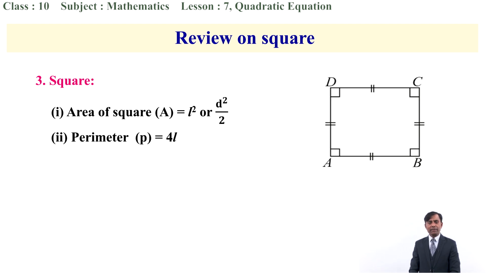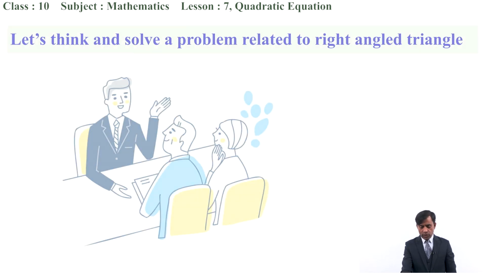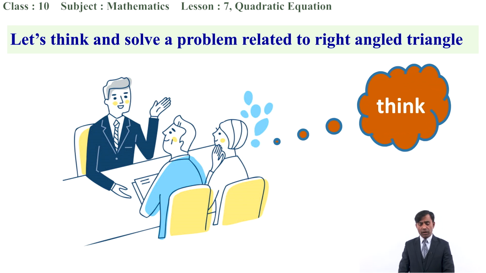Again, in a square, area of square is L square or D square by 2, and perimeter P is equal to 4 times L, meaning the sum of all four sides, that is L plus L plus L plus L, it is 4L. So after this, now the problem related to right angle triangle. Let's discuss how to solve.